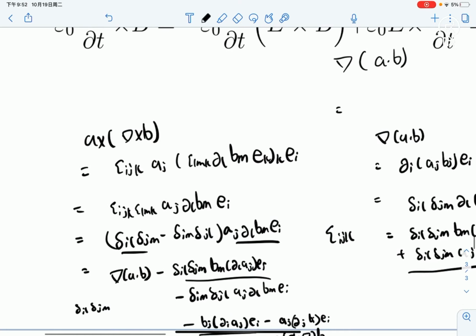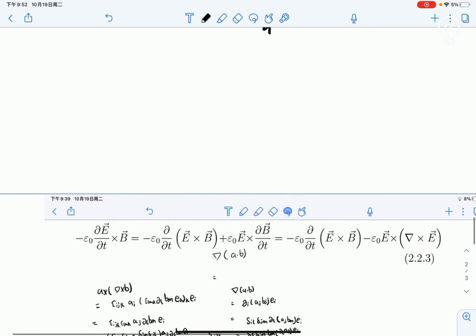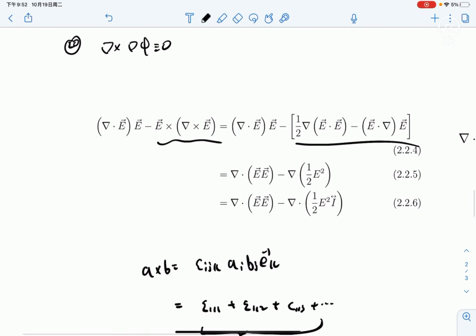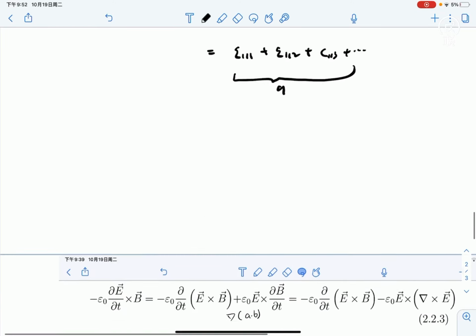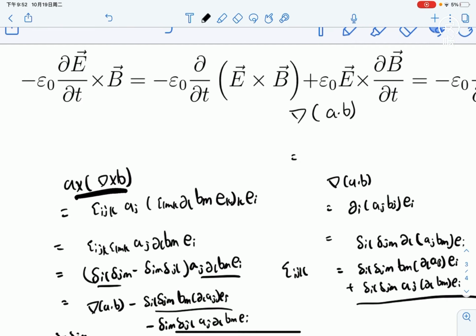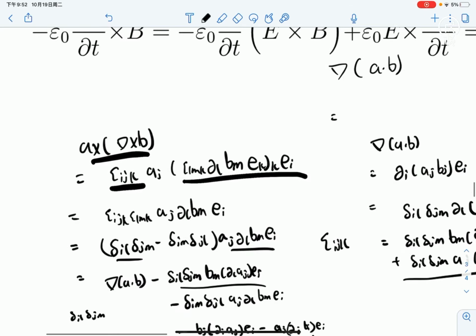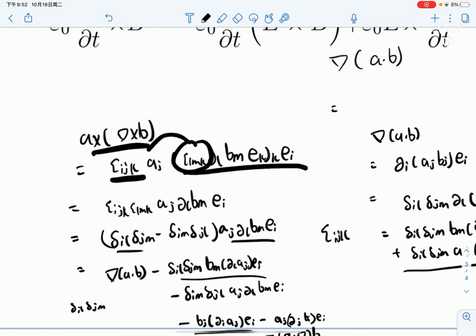For the first term, we can write it as A cross this and this, which is equal to this. Moving on, we can expand it into this form, which is equal to this. Then we move this to that side and get this equation.